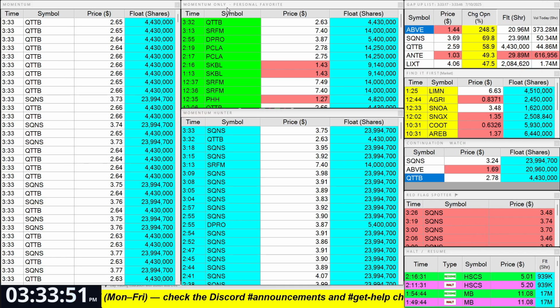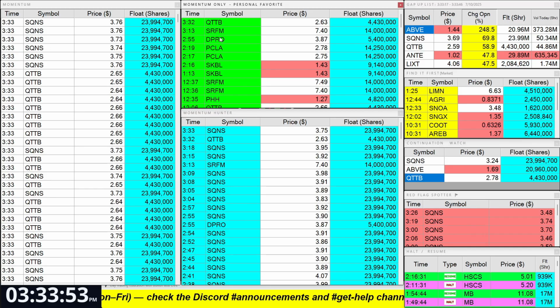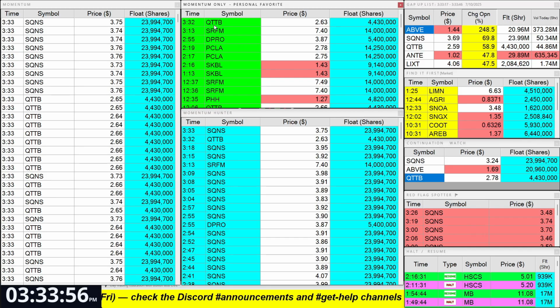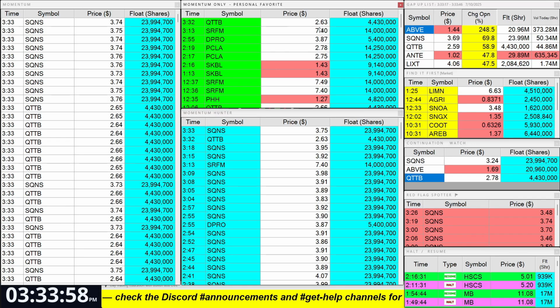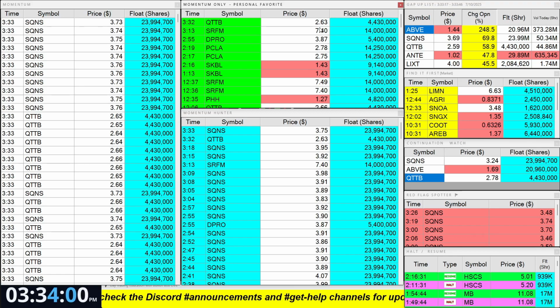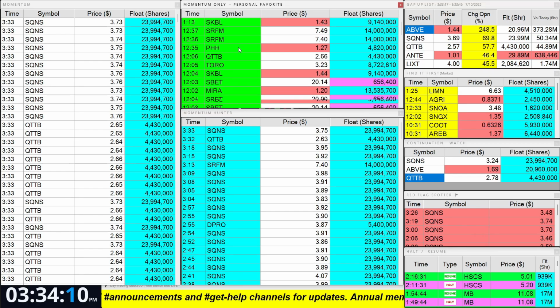If we look to the right, we've got our green scanner here. This is going to be my personal favorite setups. So you can see QTTB did alert on the scanner at 263. So it's something to consider. You can see that SQNS is not alerting on the scanner. So yes, it is momentum, just not my favorite type of setup. So you can see the green column here is going to be my favorite setup type of stocks to trade.